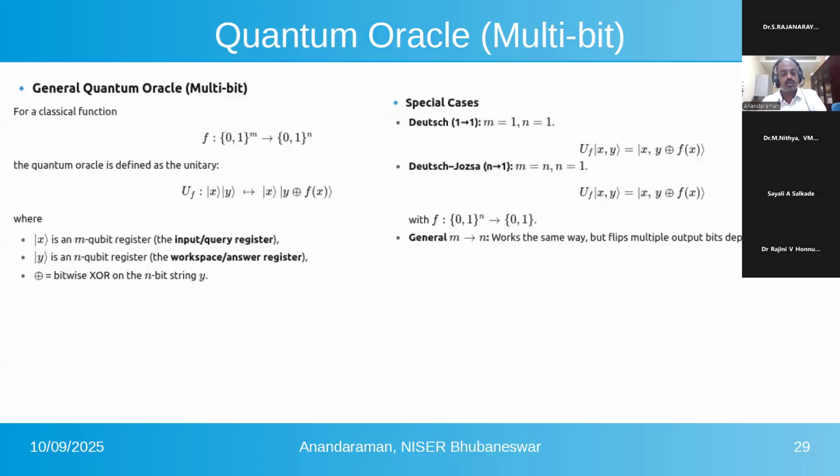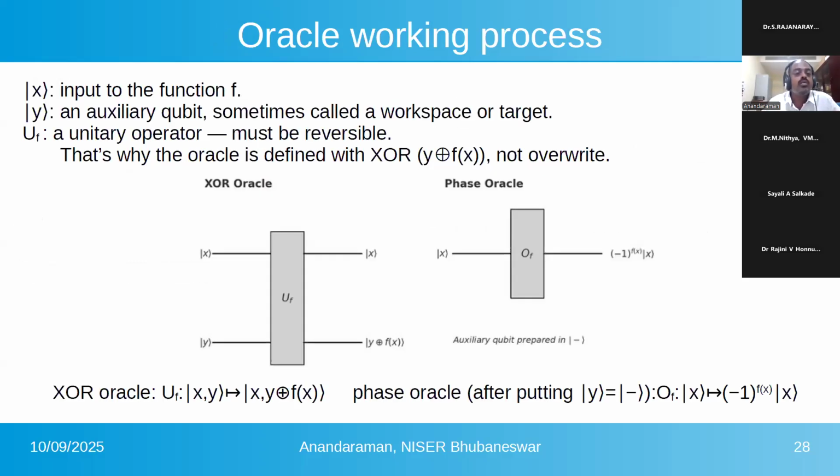I'll just run one program. So this is the oracle working process: the input to the function f. You are giving one input, that is x. y is the auxiliary qubit, sometimes called the workspace or target, because in quantum the number of inputs and outputs should be the same. If it is 2 inputs, it should be 2 outputs. But in classical, an AND gate has 2 inputs but output is 1, and an OR gate has 2 inputs but output is 1, so it is not reversible. Here everything should be reversible, the unitary operator must be reversible. That's why the oracle is defined with XOR, not overwritten.